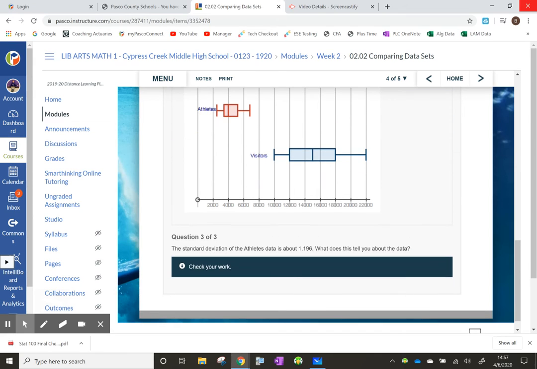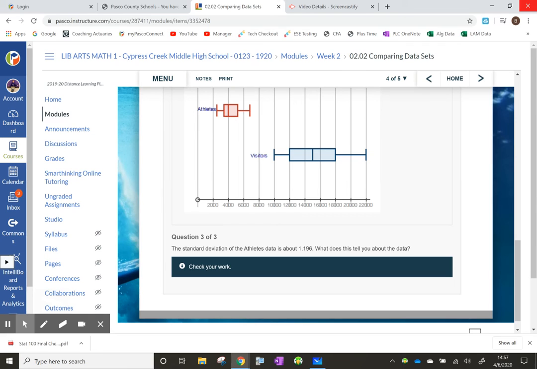And now, question 3: the standard deviation of the athletes' data is about 1,196. What does that tell you about the data? Remember, standard deviation is a measure of spread. Comparing athletes and visitors, you can see the athletes' graph is much tighter and more compacted, whereas visitors is more spread out. So athletes would have a smaller standard deviation than visitors. Visitors would definitely have a larger standard deviation just because it's more spread out, but athletes would have a smaller standard deviation because it's more compact and less spread out.